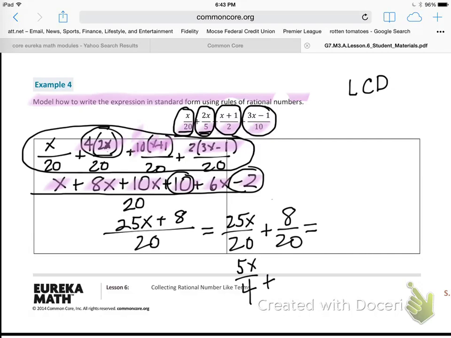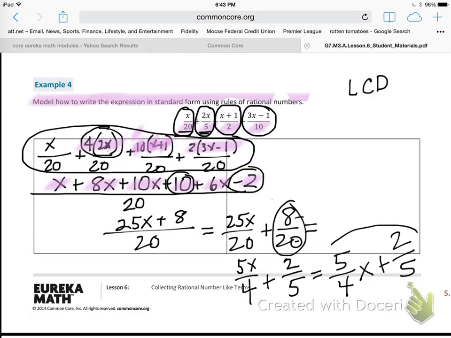Plus 2/5, because 8/20, if you divide both by 4, you get 2/5, and 25/20, if you divide both by 5, you'll get this here. And again, this could also be 5 over 4 x plus 2/5. So this would be a final answer right here. Okay, final answer.